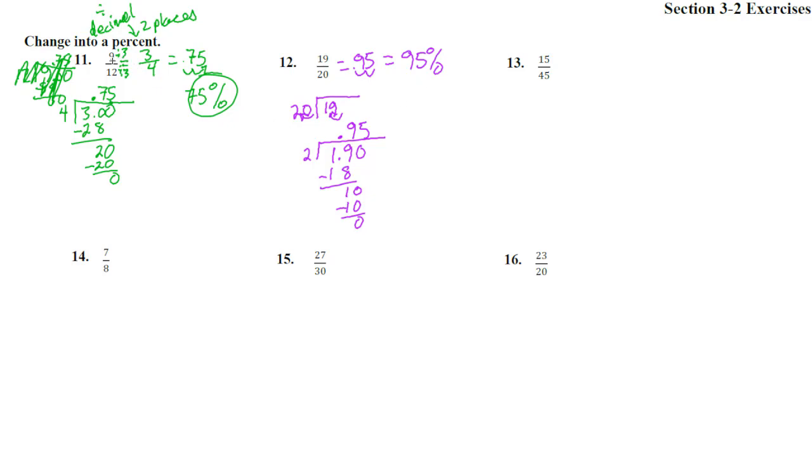If you get 9 out of 12 on a quiz, you'll have 75%. If you get 19 out of 20, you got a 95%. Solid A on that one. Good deal. All right, the next one, number 13, 15 out of 45.